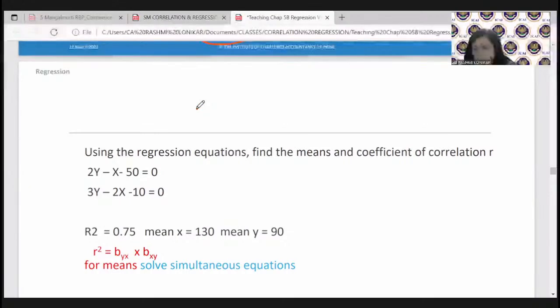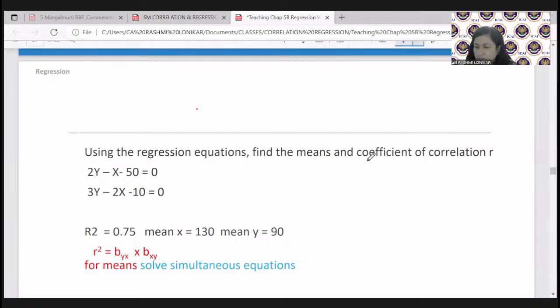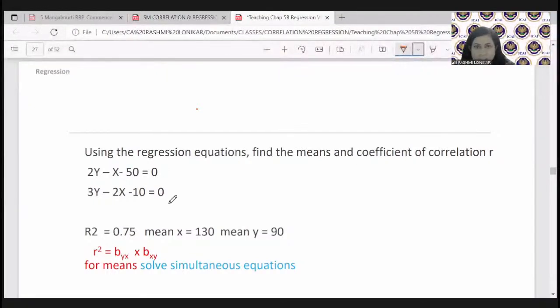Can we move to the next sum? The more sums we practice, the more you will get this. All these sums are from either the AQB or the exercise. Sometimes I've written the question number, sometimes I'm not, but mainly these are from your textbook study material. Using the regression equations, find the mean and coefficient of correlation. Two equations are given. What are they asking you? Find the mean. How do I find the mean?